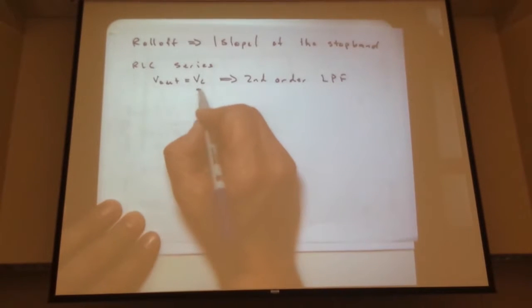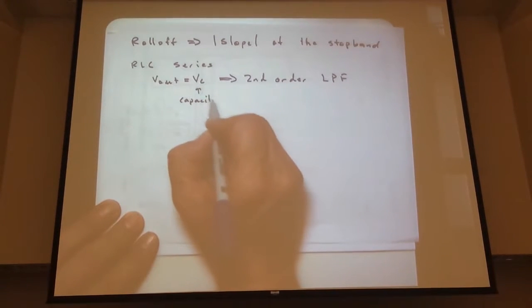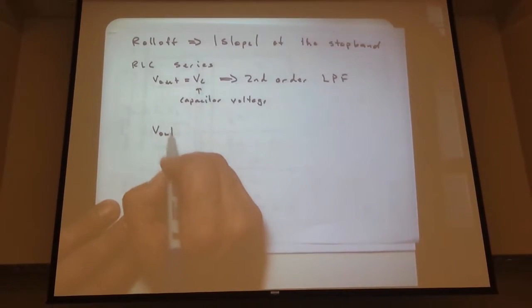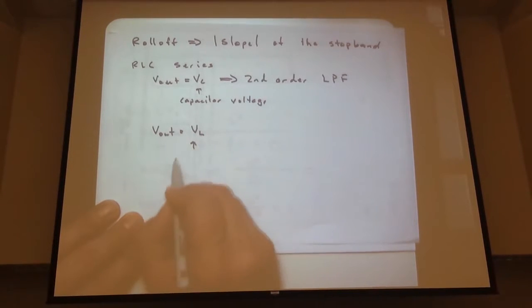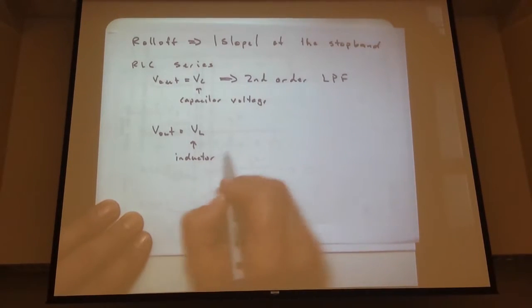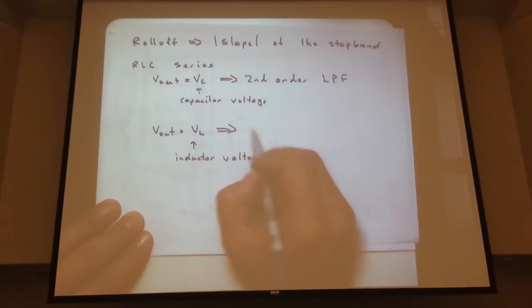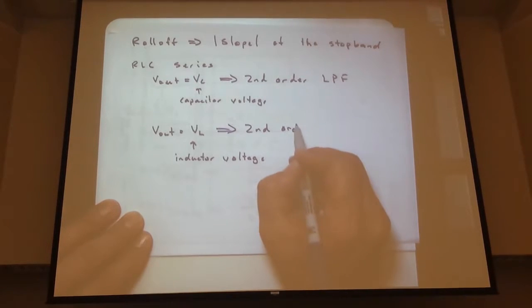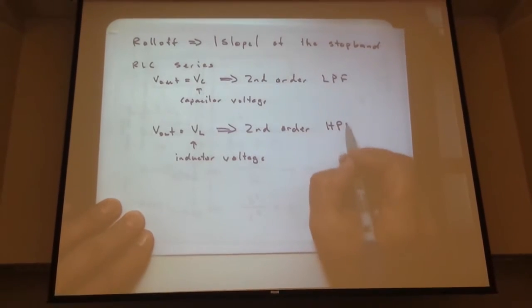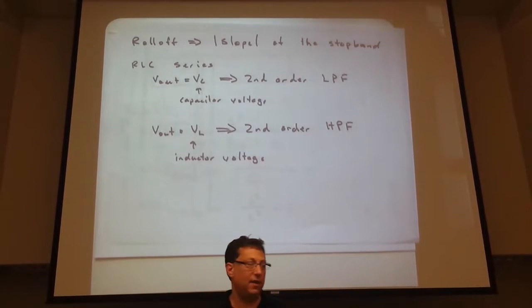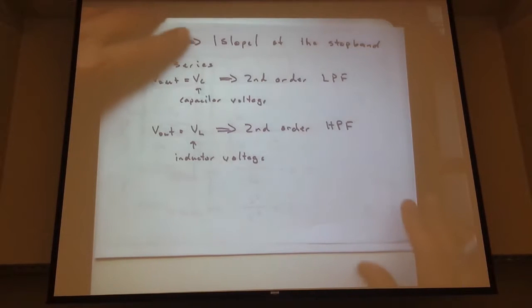So, capacitor voltage, V out equals V out, inductor voltage. We build a second order high pass filter. So we still have our high pass and low pass filters. We can get 40 dB roll off, though we haven't looked at that specifically yet. So arguably, we can improve on our first order circuits.